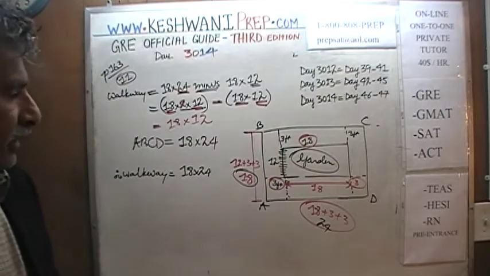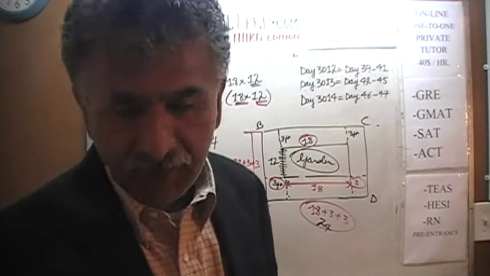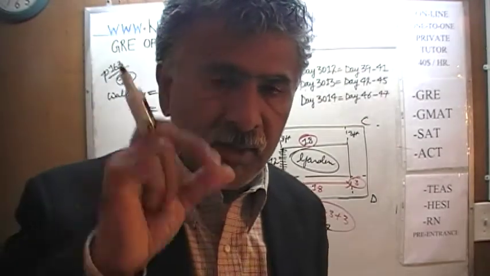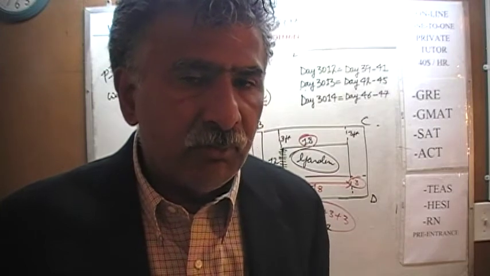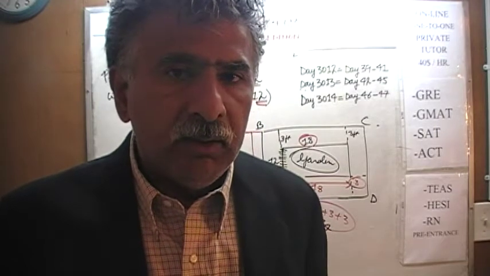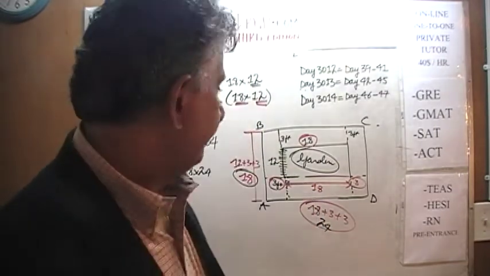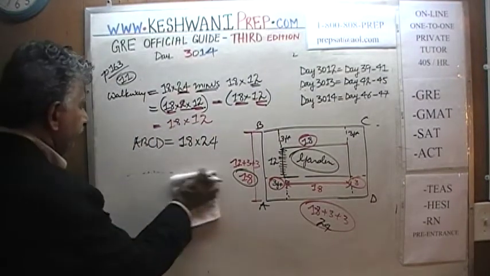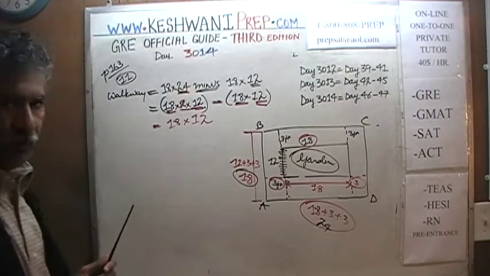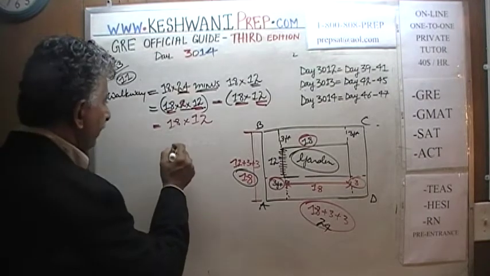It turns out the area of the walkway, even though it's only 3 feet wide, is in fact equal to the area of the garden. The walkway is as big as the garden itself. And the answer is 18 by 12, whatever that happens to be. What would 18 by 12 be? I don't know what 18 by 12 would be.